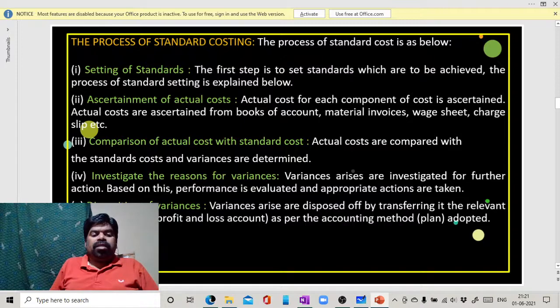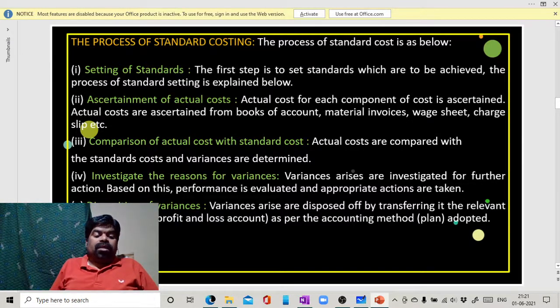Next, ascertainment of actual cost. Ascertainment of actual cost is most important. Actual cost for each component of cost is ascertained. Actual costs are ascertained from the books of account, material invoices, waste sheet, and the charge slip, etc. Next, comparison of actual cost with the standard cost. So comparison also must be there, so then only we can determine the variances.